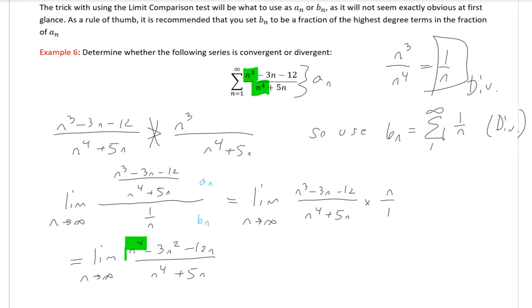This limit we can do by just looking at the leading terms. Since the leading terms are the same, we know by the leading terms test for our limits that this limit should then approach the coefficients of them, which is 1 and 1 respectively. So this approaches 1 over 1 or just 1.